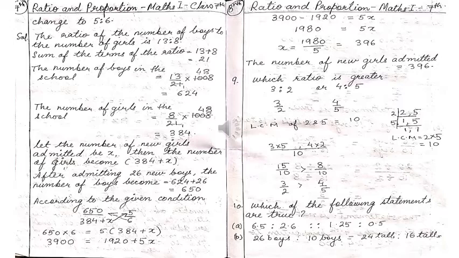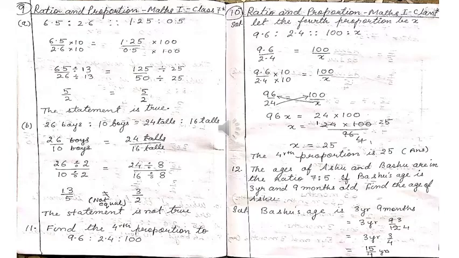The first is 6.5 is to 2.6 equals to 1.25 is to 0.5, and the B question is 26 boys is to 10 boys equals to 24 dolls is to 16 dolls. Let us see the solution for it. Now 6.5 is to 2.6 equals to 1.25 upon 0.5.